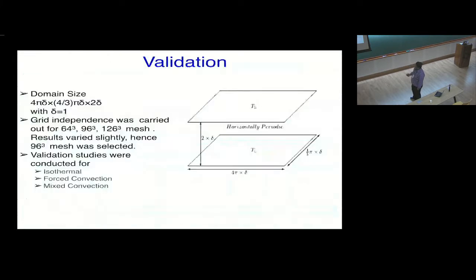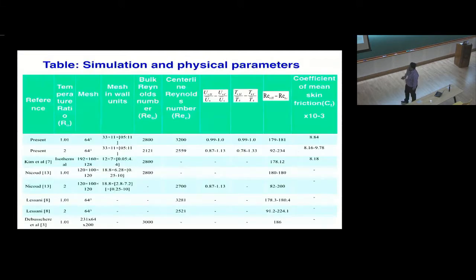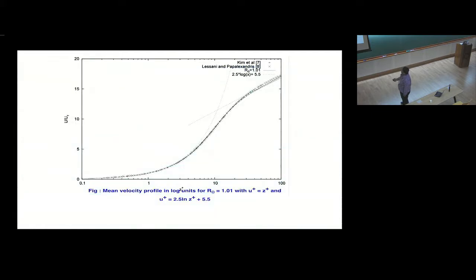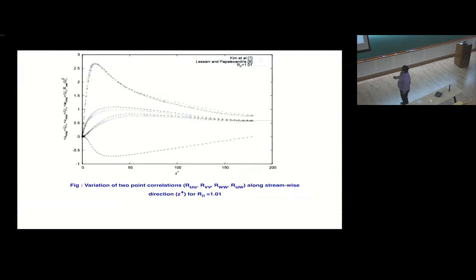So the domain was this. We did 3 types of simulations and validations: isothermal, forced, and mixed convection. And you can see that the results compare very well with the published results. This is the isothermal case, with the Kim and Moin paper, with a very small temperature difference, so that we can compare with the Re tau 180 simulations, and you can see that the variation matches very well.